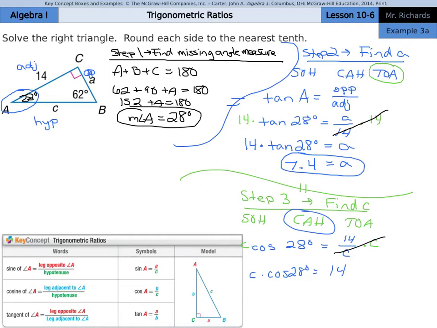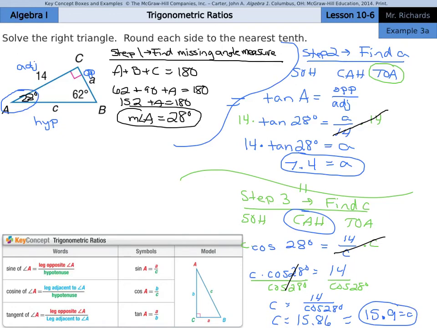And now if I divide by the cosine of 28 degrees on both sides, what we're left with here is this canceling and getting C equals 14 divided by the cosine of 28 degrees. And if you type in 14 divided by the cosine of 28 degrees in a calculator, you would end up with C equals 15.86. And if we're rounding this to the nearest tenth, as our directions ask us to do, you would have 15.9 for C.